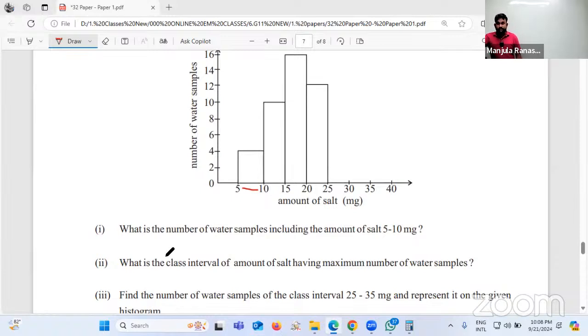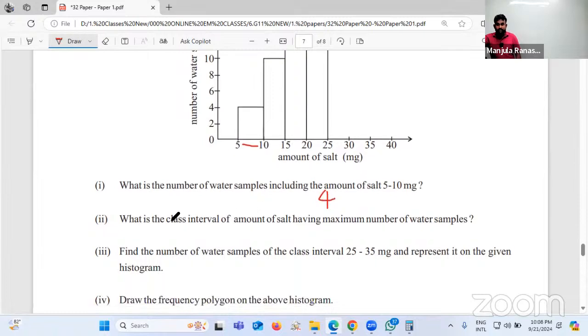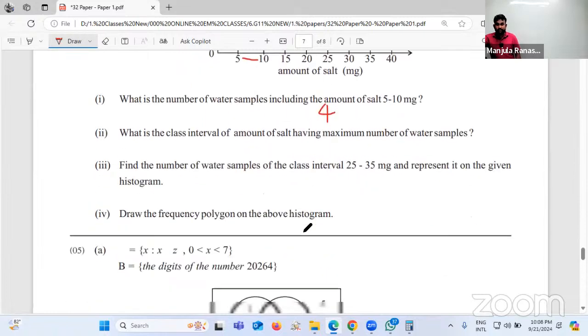Right. Okay, then what is the number of water samples included in the amount of salt 5 to 10 milligrams? That is 4. Right, 5 to 10, height 4. What is the class interval of amount of salt having each marks?